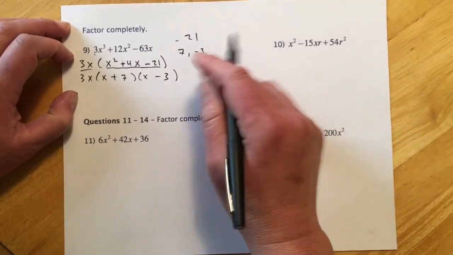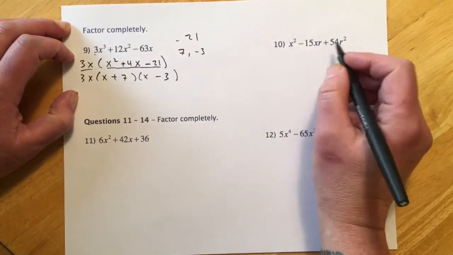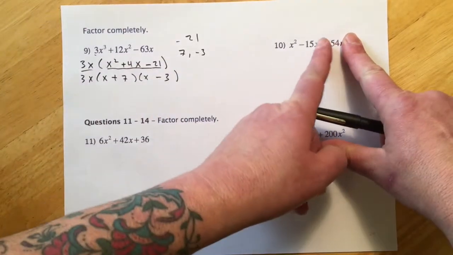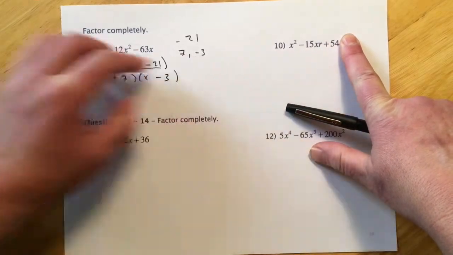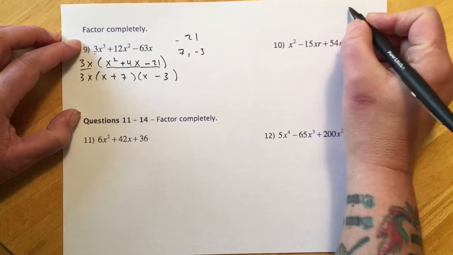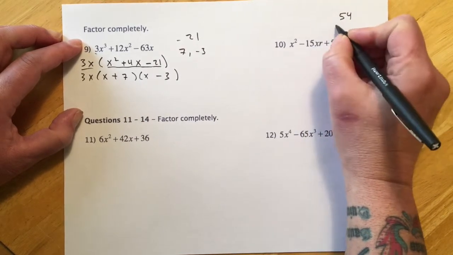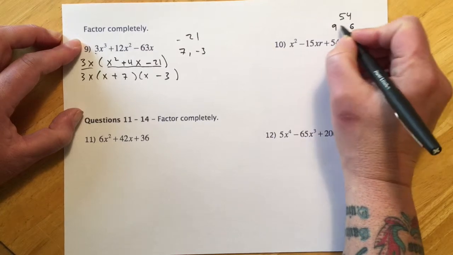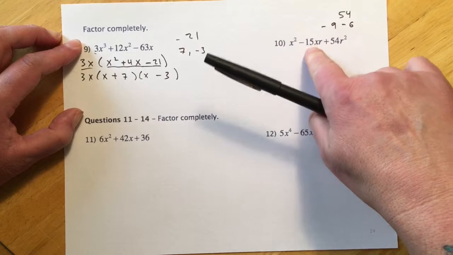This one is, again, just kind of the same deal, except it has that r squared on the end that freaks people out. So for a second, I'm just going to pretend like it's not there, and just ask what multiplies to be that 54 and adds to be negative 15. So if I think of a positive 54 and I need to add to 15, sounds like 9 and 6 add to 15. And then they're both going to have to be negatives to get a positive 54 and the negative 15.